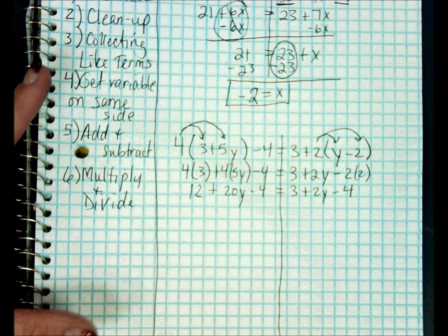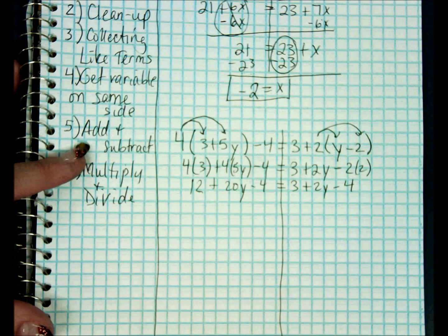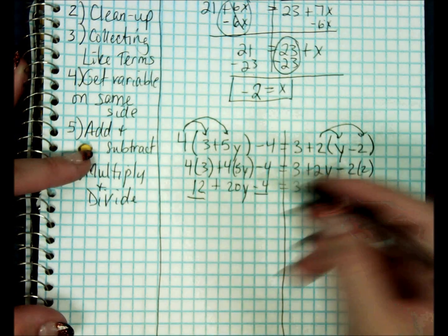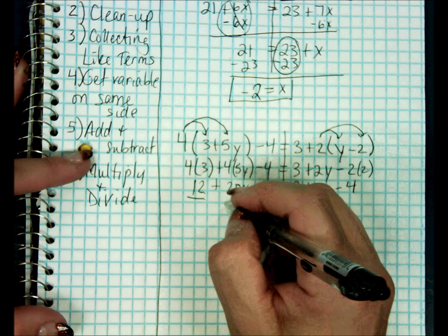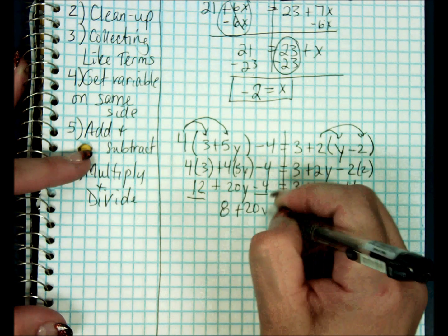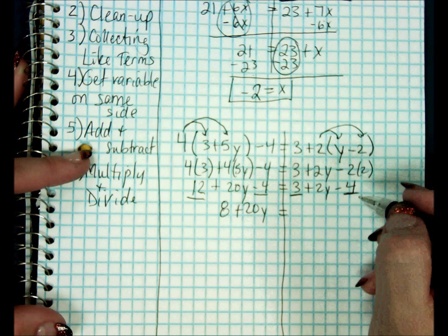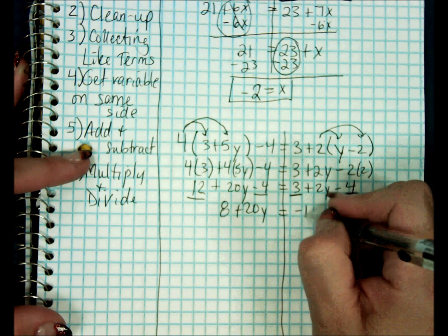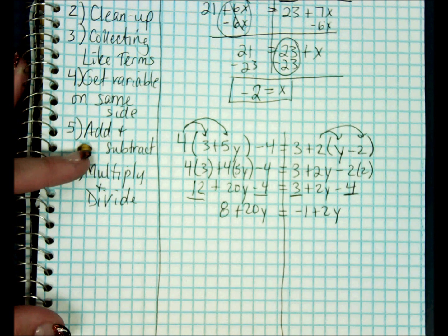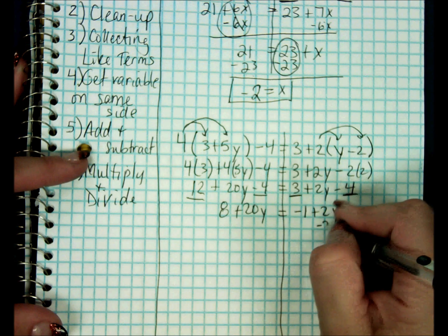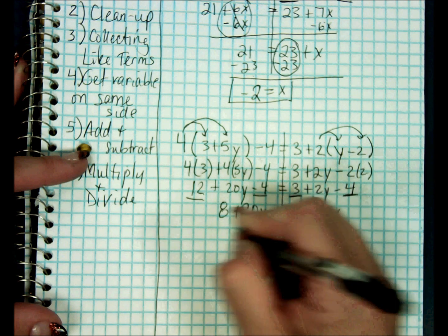We're going to collect like terms on the same side of the equation. So on this side, I have a 12 and a negative 4. So 12 minus 4 would be 8 plus 20y. On this side, we have a 3 and a negative 4. That would be negative 1 plus 2y. Then we want to get the variable on the same side. And remember, I like to subtract the smaller one because then it becomes an easy subtraction problem.